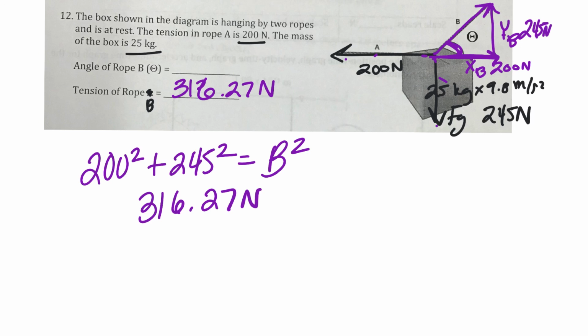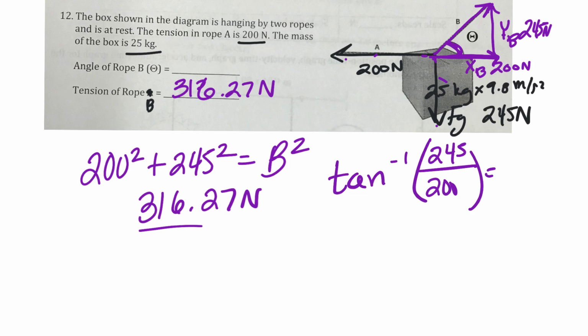Then to find your angle in the rope, we're looking for this angle. So we're going to use an inverse trig function. You technically, after you solve for this 316, have all sides of your triangle. So you can use any of the trig functions since you know all three sides now. I personally just always stick to inverse tan. That's my favorite. So inverse tan of your opposite side of 245 divided by your adjacent side of 200 will give you that missing angle. And so when you do that, you are going to get an answer of 50.77 degrees for your angle. And that would be the angle that B makes in order for this to work. And now you are done.